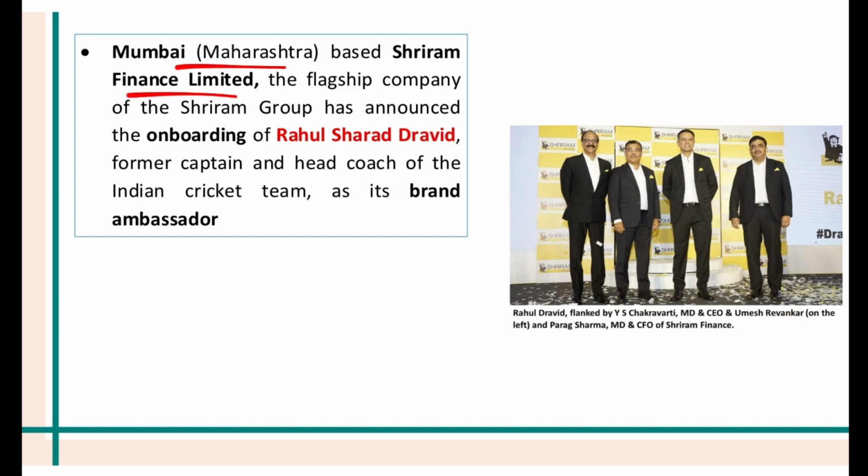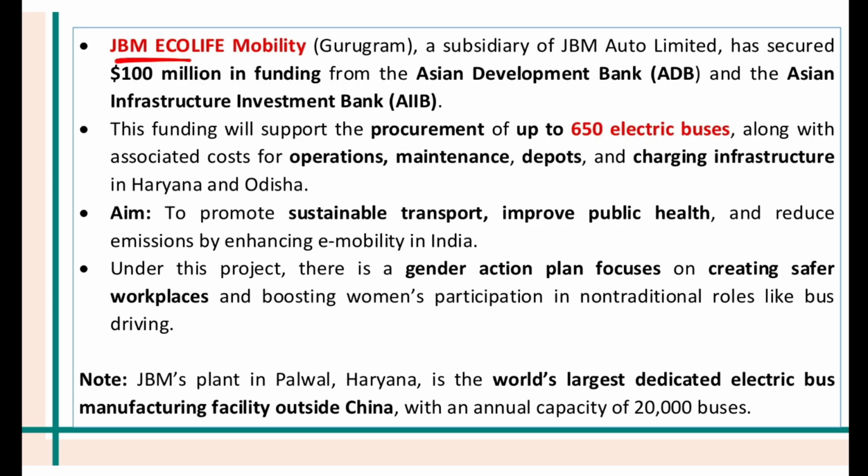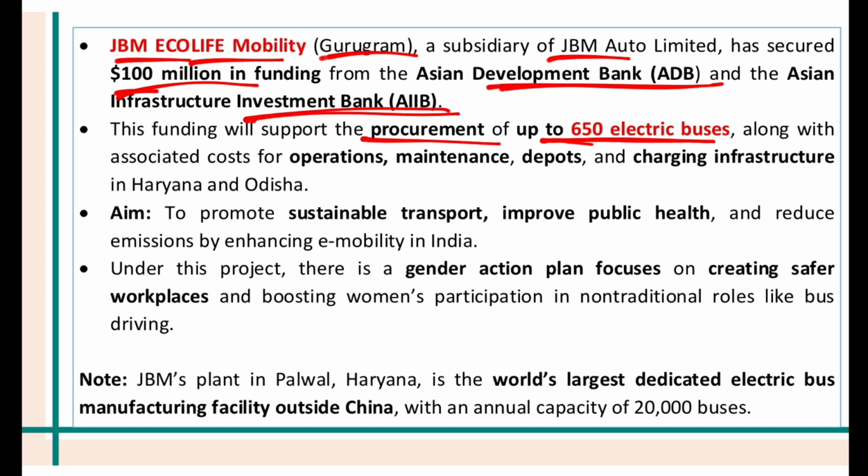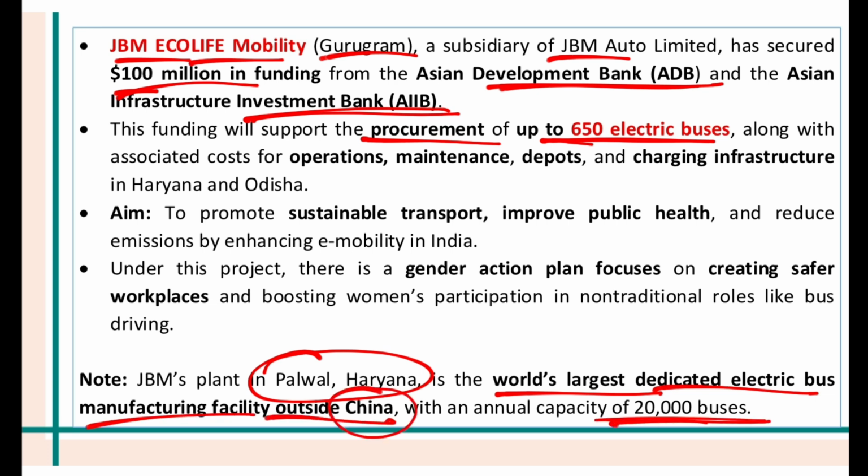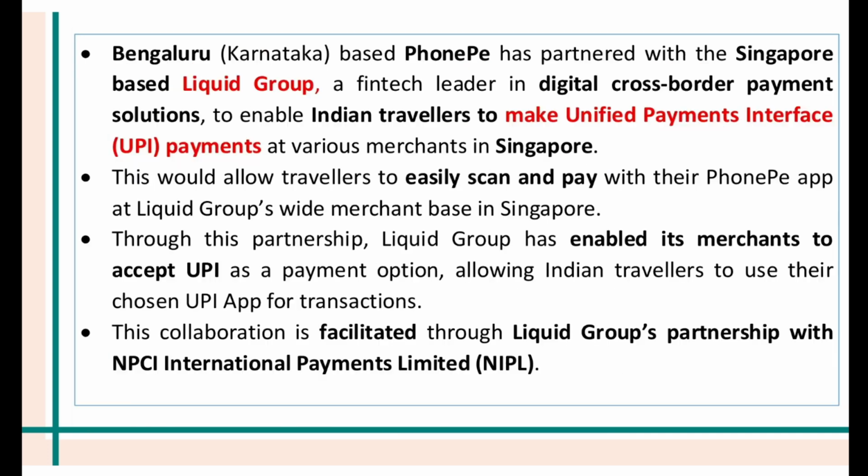Mumbai-based Shriram Finance Limited, which is a flagship company of Shriram Group, has announced Rahul Dravid as their brand ambassador. JBM Ecolife Mobility is a company based in Gurugram. It is a subsidiary of JBM. It has got a funding of $100 million from ADB and AIIB, Asian Development Bank and Asian Infrastructure Investment Bank. This funding will help them to procure up to 650 electric buses. Now JBM has a plant in Palwal in Haryana. It is the world's largest dedicated electric bus manufacturing facility outside China. They can manufacture 20,000 electric buses annually.